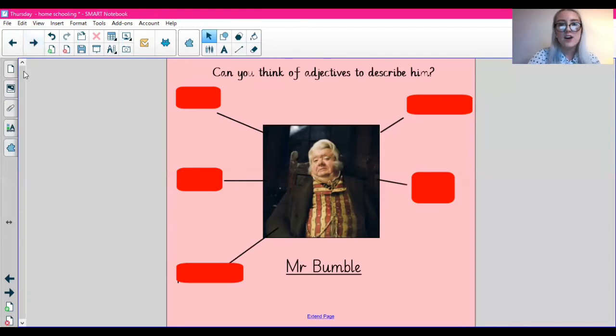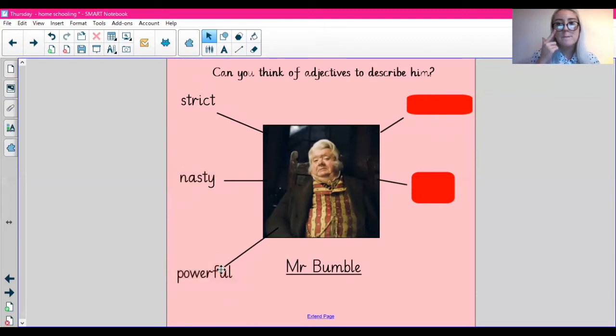The words I had to describe Mr. Bumble were strict, nasty. He is quite nasty. Powerful. Remember, Oliver Twist got thrown out of the workhouse, didn't he, because he asked for more. Grey hair. Well, grey would be our adjective. I'm describing what he looks like there. And large. Okay, that's the physical trait of what he looks like. So you could either choose adjectives to describe their personality, or you could be describing their appearance too.